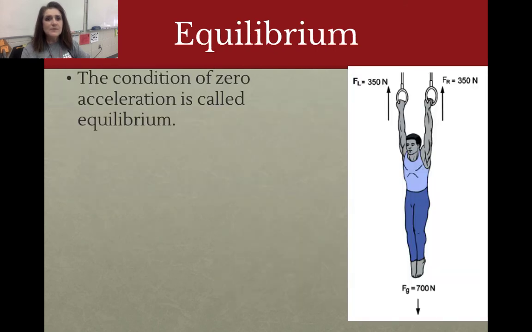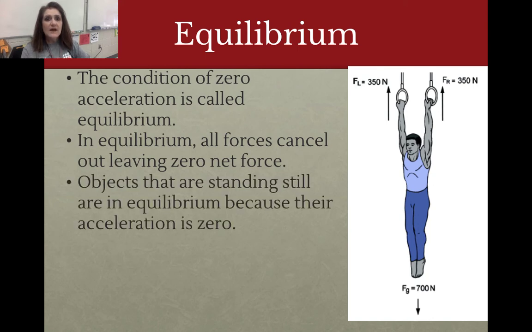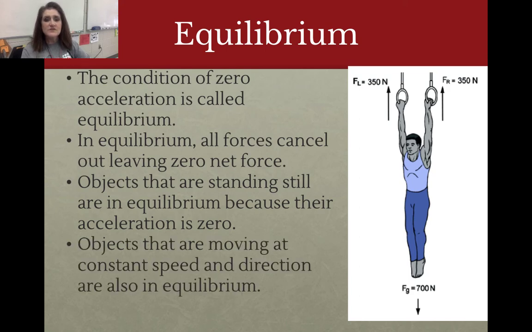Equilibrium. Equilibrium is the condition of zero acceleration. In equilibrium, all forces cancel each other out, leaving a net force of 0. Objects that are standing still are in equilibrium because their acceleration is 0, and objects moving at a constant speed and direction are also in equilibrium.